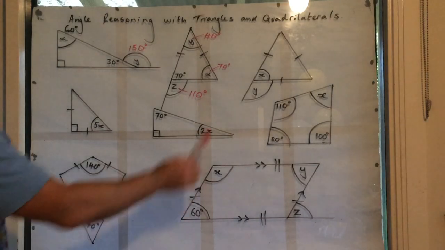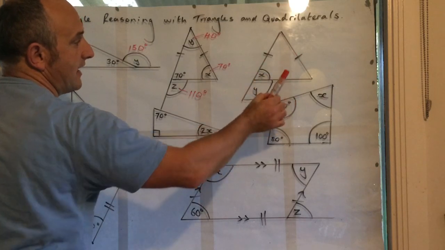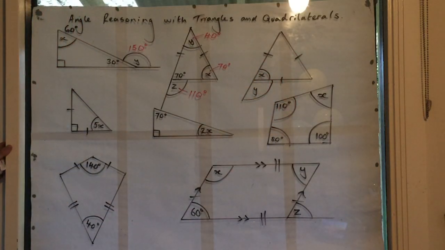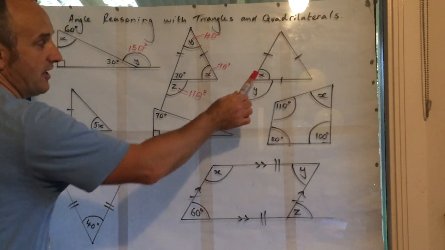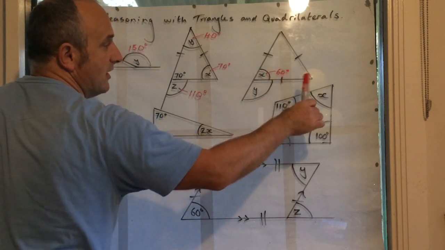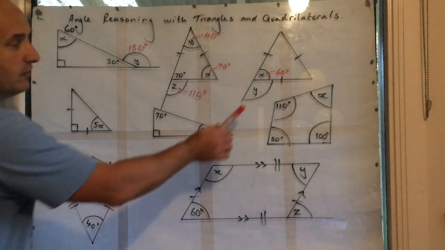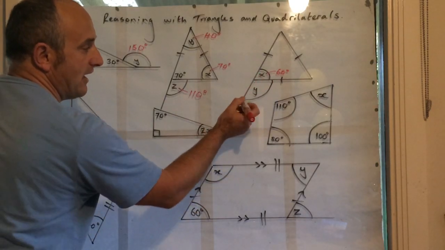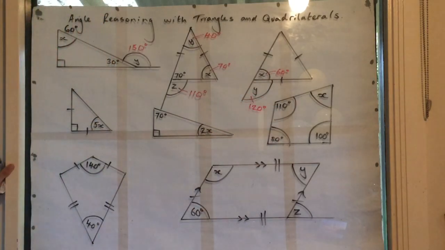Now, on this triangle, all three sides are the same length. If all three sides are the same length, that means all of the angles have to be the same. So if I do 180 degrees divided by 3, this angle here is 60 degrees. In fact, they're all 60 degrees. So now I think, well, what's angle y? Again, supplementary angles. So this angle here has to be 120 degrees.